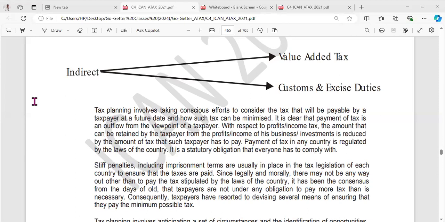Tax planning is taking conscious effort to consider the tax that will be payable by a taxpayer at a future date and how such tax can be minimized.